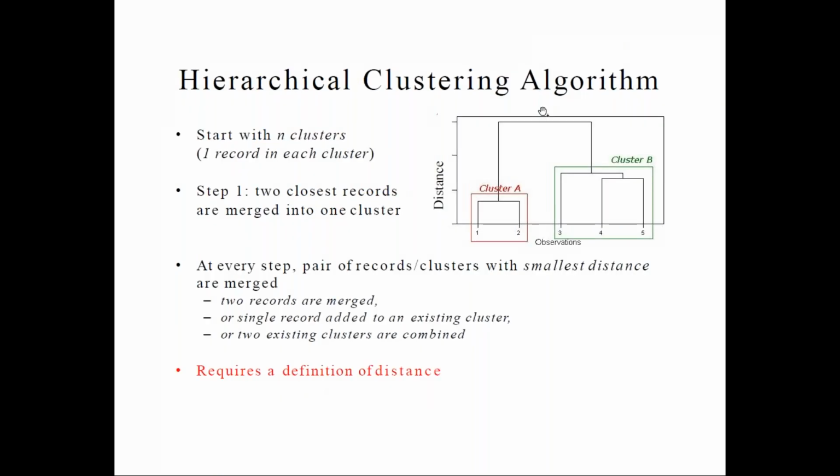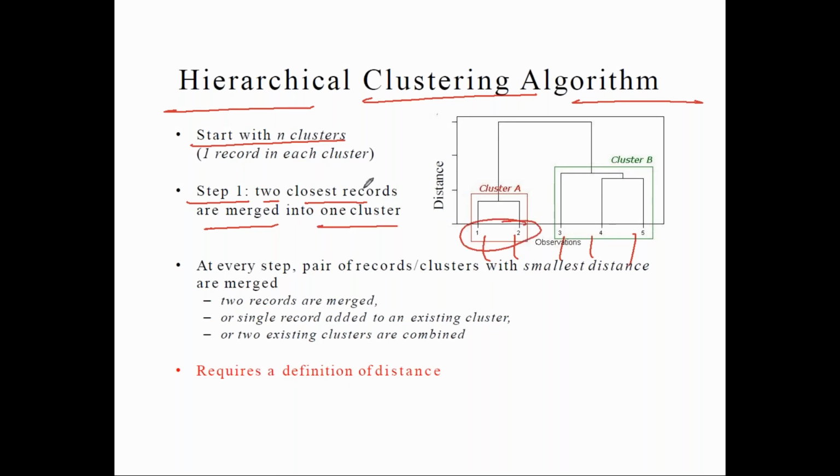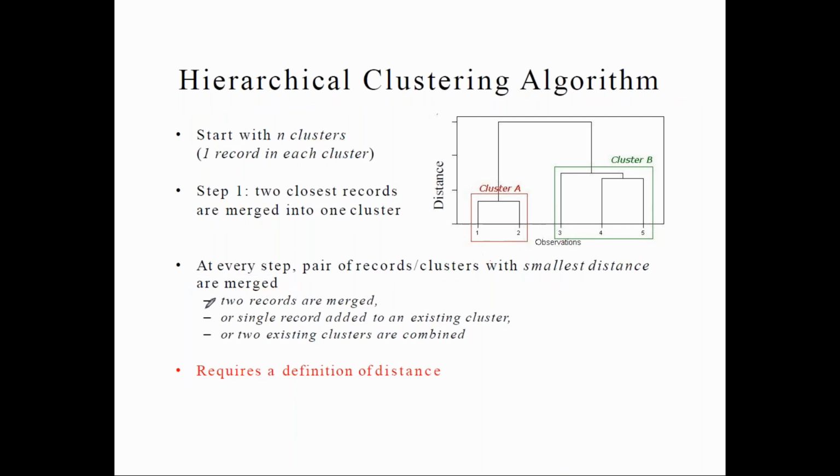Now hierarchical clustering algorithms start with n number of clusters, 1, 2, 3, 4, 5. Step 1, the two closest records need to be merged into one cluster. This 1 and 2 are formed into one cluster because they are close to each other. At every step, a pair of records or clusters with small distance are merged. So the first option is two records are merged. Or a single record can be added to an existing cluster. See, this 3 has been added to an existing cluster of 4 and 5. This is the second option.